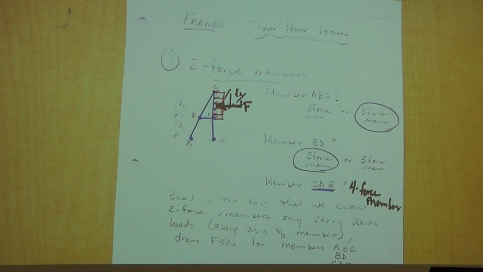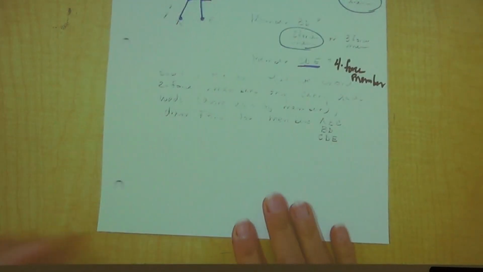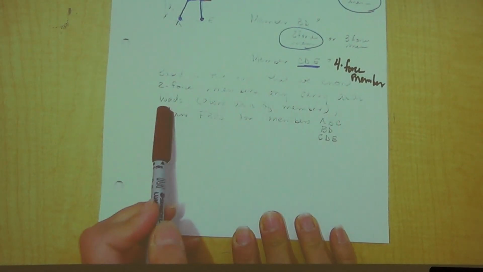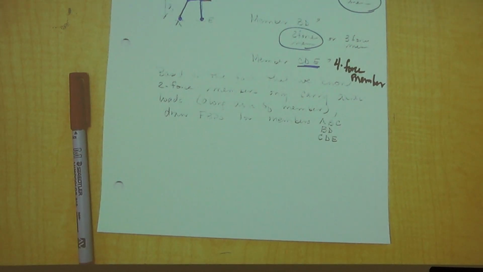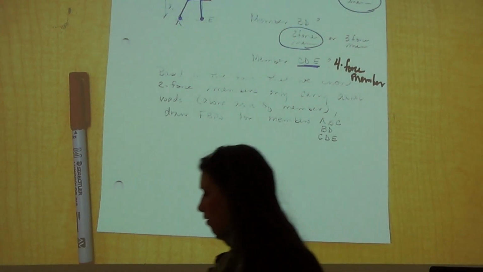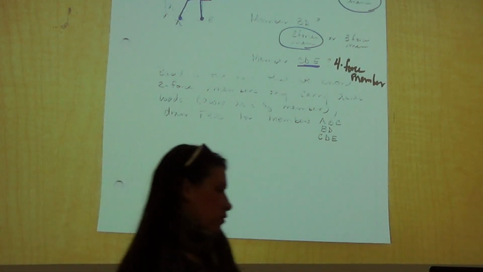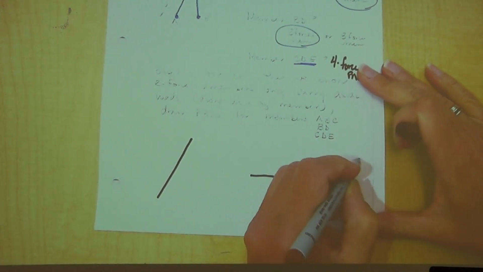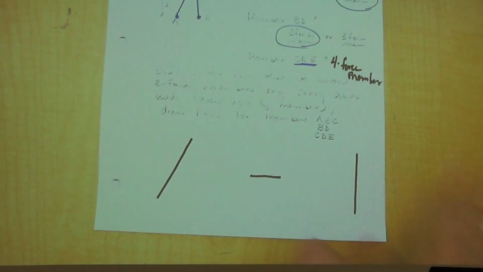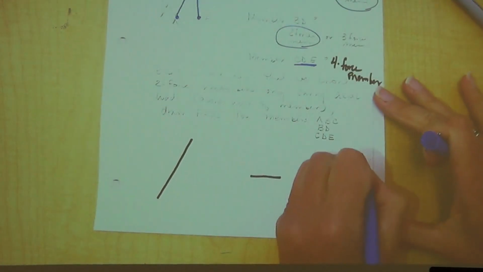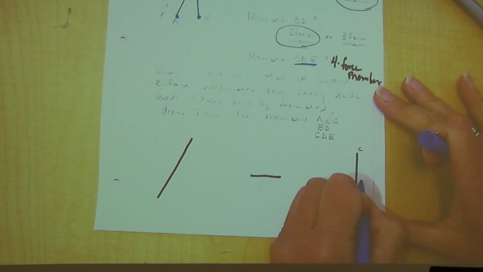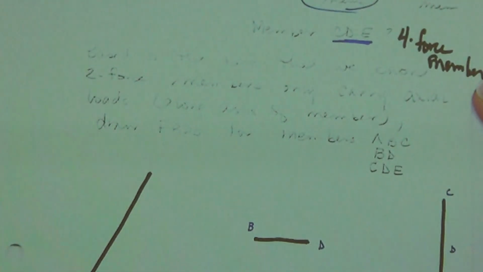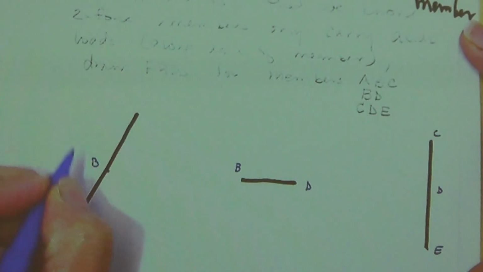So how do we treat them? Let's draw the free body diagrams. Based on the fact that we know that 2 force members only carry axial loads, what's axial mean? It's along the axis of the member. Draw free body diagrams for A, B, C, for B, D, and for C, D, E. So here's C, here's D, here's E, here's D, here's B, here's A, B, C.